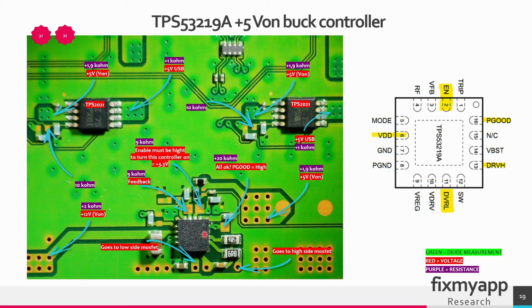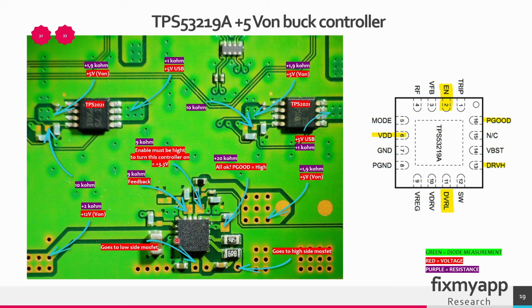So this chip is the buck controller. It's a TPS53219A. It is designed for converting 12 volt to 5 volt. This is needed by different components, such as the USB ports. This controller is part of a power phase circuit. So this controller regulates the output voltage by controlling the switching of the two MOSFET that is on the other side. You can identify a buck controller usually by its shape.